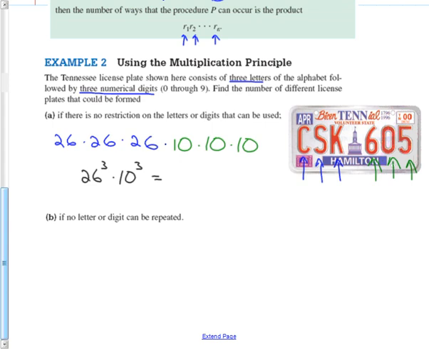Why don't you run a calculator and tell me how many different Tennessee license plates they can manufacture with this arrangement of letters and numbers? Got the number? Oh, sorry, I said it wrong. 17,576,000. There you go. 17,576,000 different license plates can be manufactured with this arrangement.